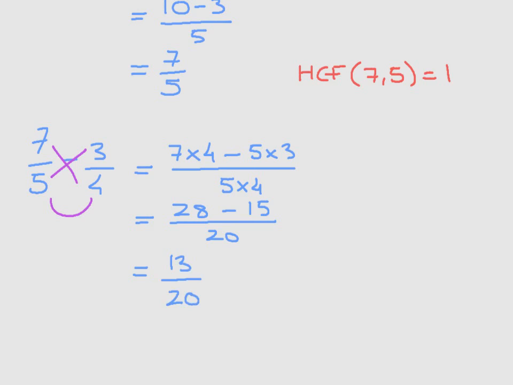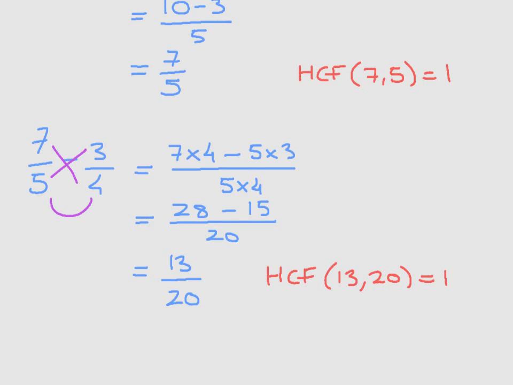And again, I can't simplify this fraction because the highest common factor of 13 and 20 is 1. In other words, they don't have any other common factors. So I write that again. HCF of 13 and 20 equals 1. You don't have to write this. I'm simply writing it here to remind us that we've actually checked.